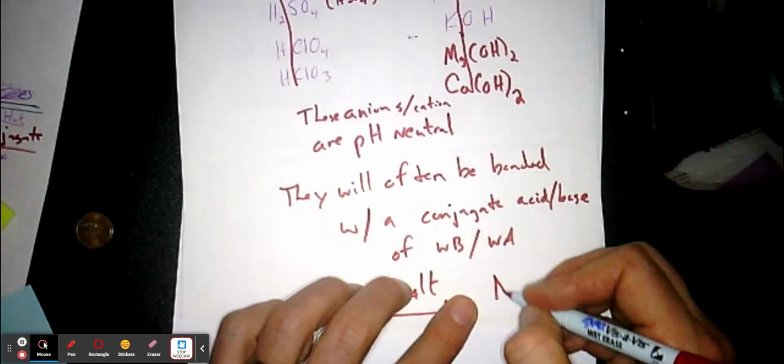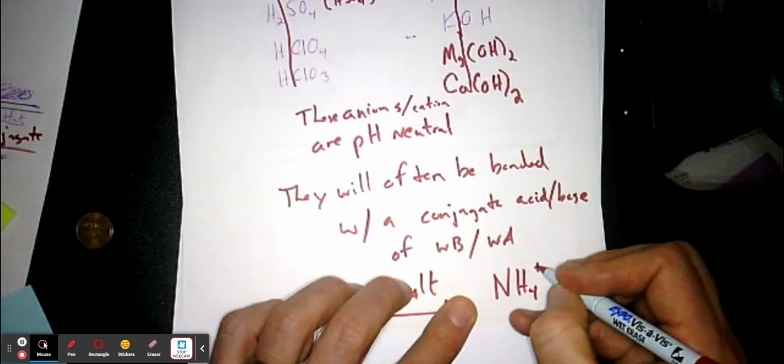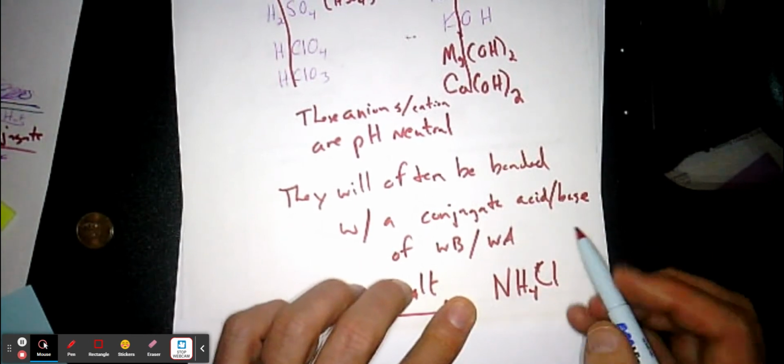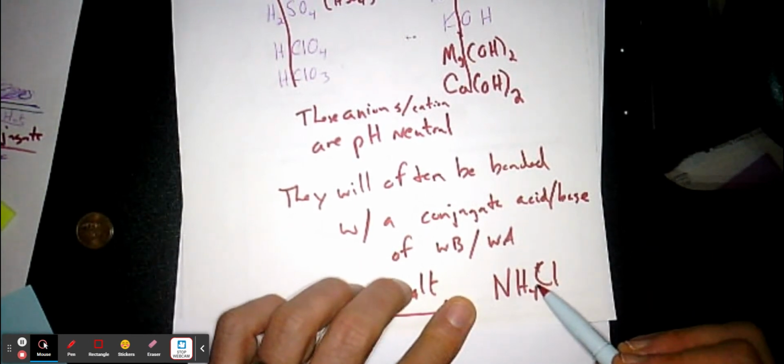and this is something like this: ammonium chloride. Ammonium is a weak acid. Chloride is a pH neutral anion. Therefore, this salt would be acidic. All right.